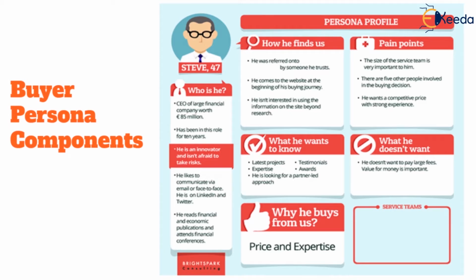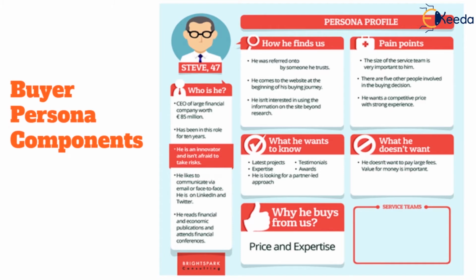So if you have that kind of information, the name and the age itself is indicating to you the gender and the age group within which the customer lies. Then this person is a CEO of a large financial company, which means his own income is supposed to be in a good affluent bracket. So that is an indicator of what kind of products and services can appeal to this person.